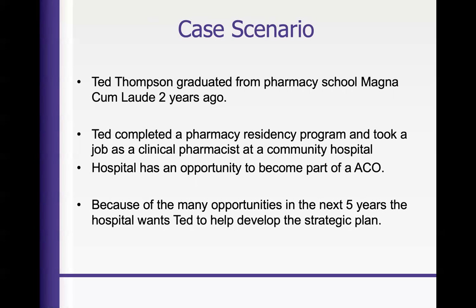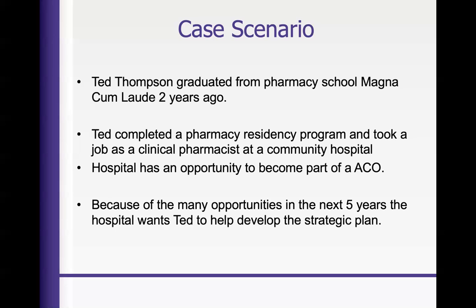If you remember learning about ACOs, they are financial healthcare networks designed to utilize resources of various different healthcare entities in the area to take care of X number of lives. So an ACO could include hospitals, pharmacies, ambulatory care centers, and other types of disciplines like physical therapy. And so the hospital has an opportunity to become part of this.